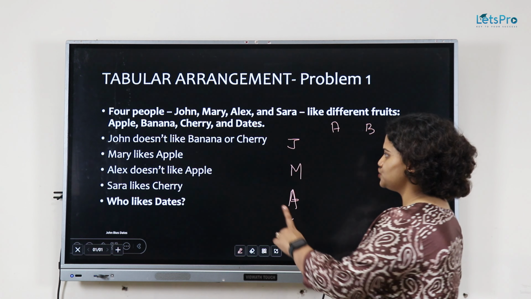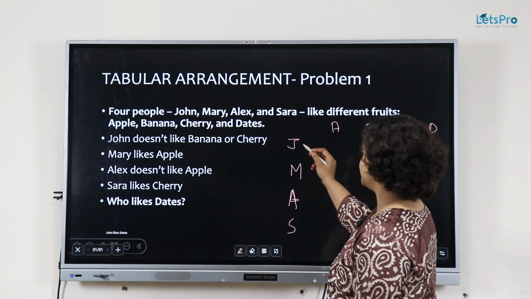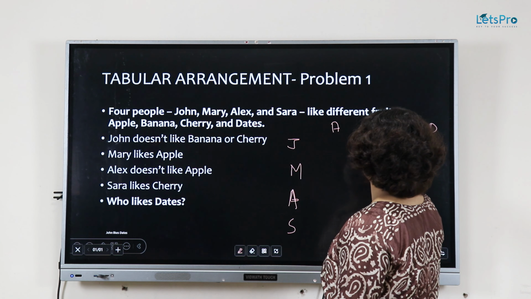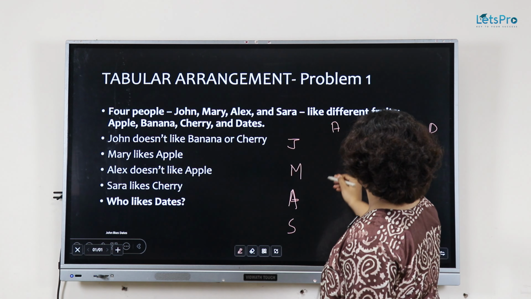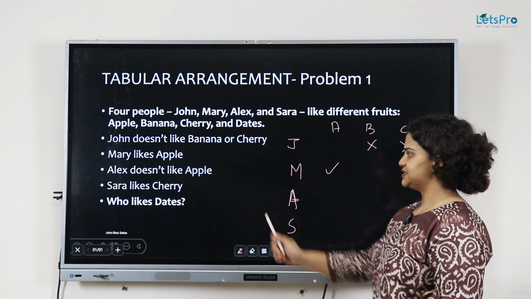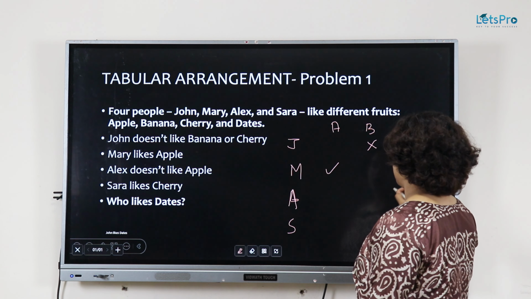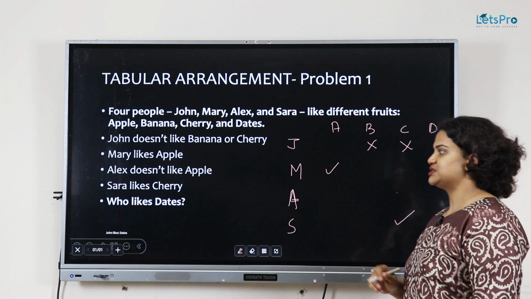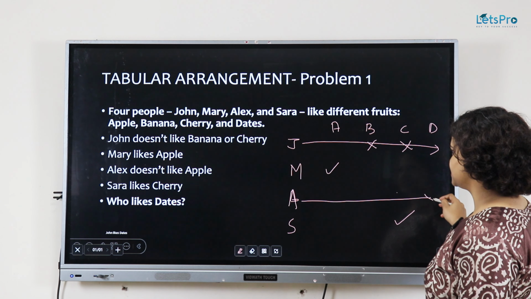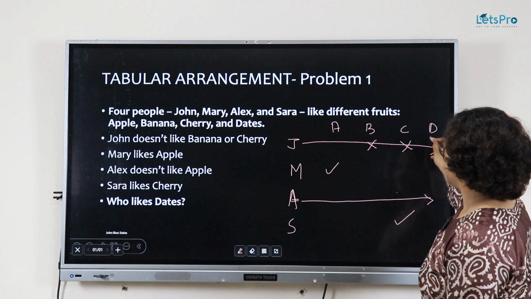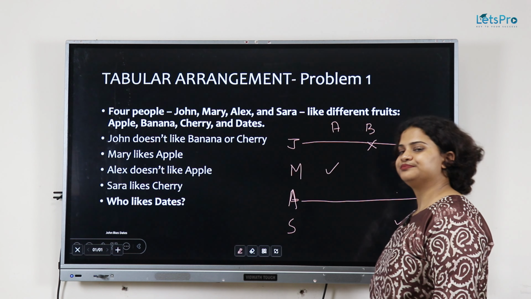Alright, now John does not like banana or cherry. Mary likes apple. Sarah likes cherry. Sarah is here in the 4th. Who likes the dates? Someone has to like the dates. John can also like the dates, Alex can also like the dates. So it can be any of these.